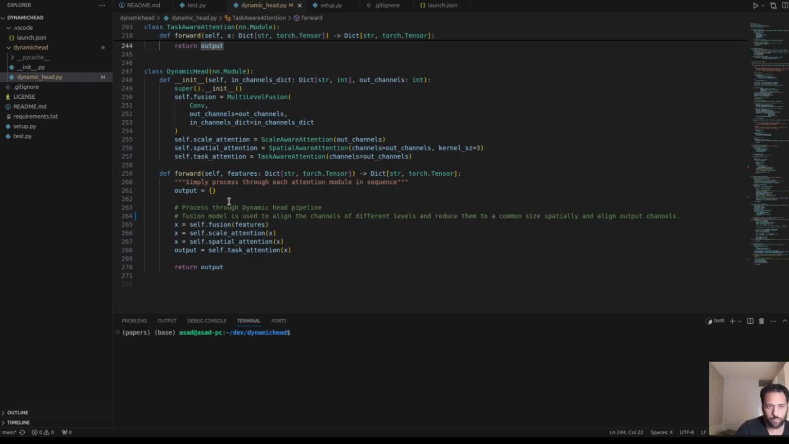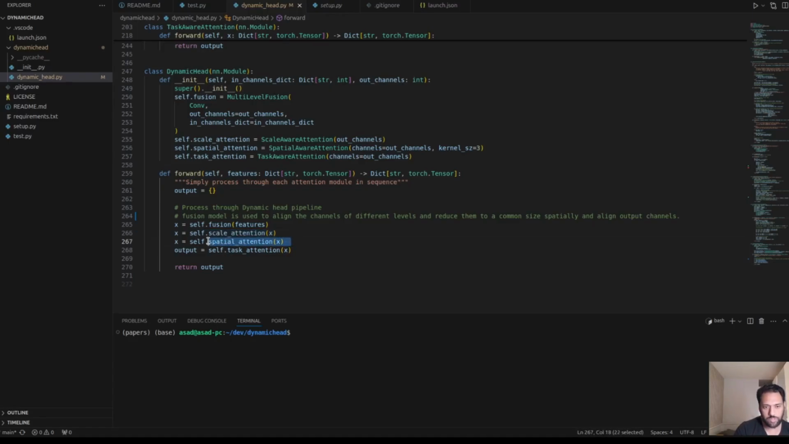So we go through the forward pass of dynamic head. We pass it first to the fusion module, which converts all the level features to the same number of channels, and also gathers the neighboring feature levels and converts them to the same size so we can perform the next task. Then we perform scale level attention, which essentially calculates the attention map or attention weights across the scales.